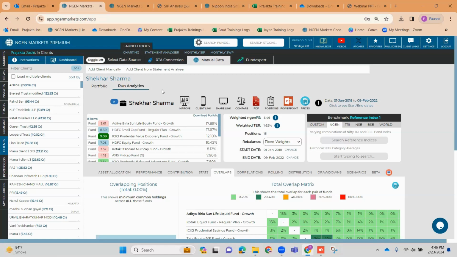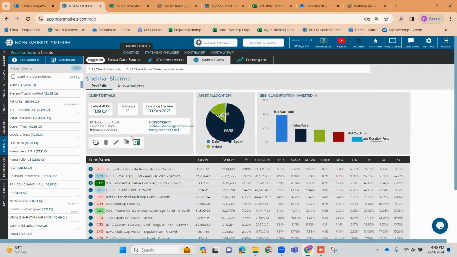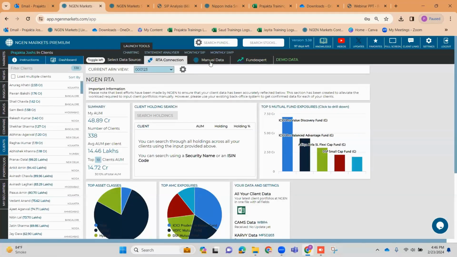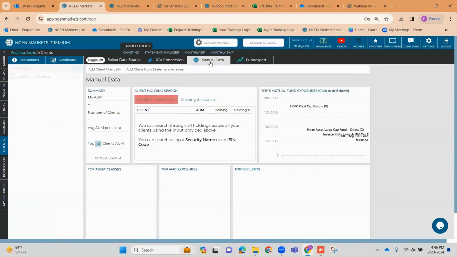Typically, I just deleted one for example's sake. What you could do is simply add one instead of deleting, so that's possible. You can make changes. My point was, you cannot make changes here in the RTA tab. You will have to copy that in the manual data tab, and then you can make any changes.